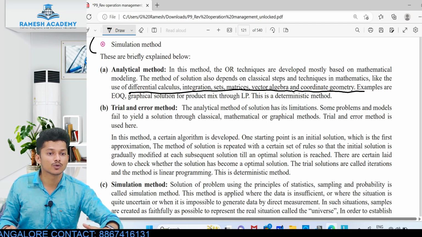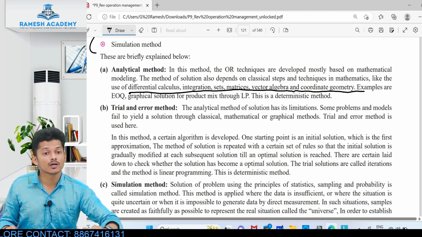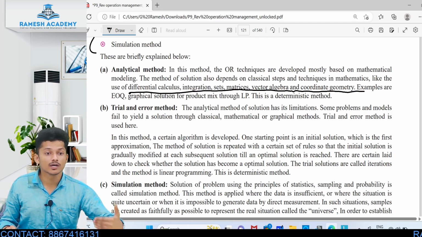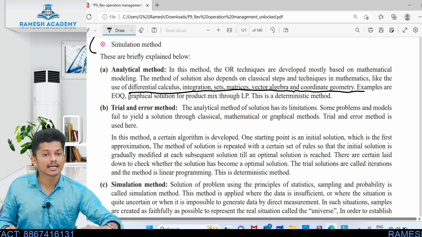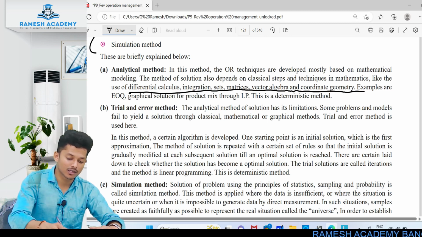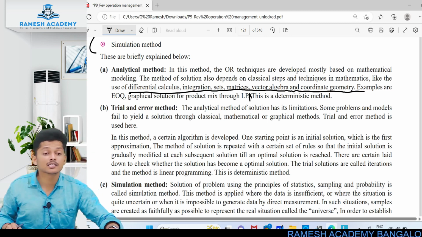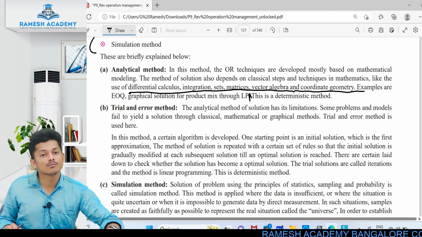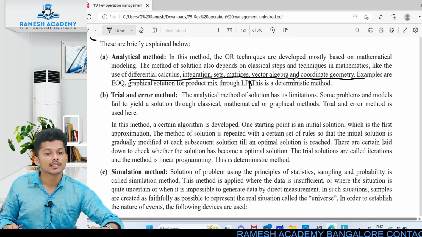Examples are EOQ, economic order quantity. We have already solved so many questions on this. And graphical solution for product mix through LPP. It is not LP, LPP. And it is a deterministic model. Which is a deterministic model? Analytical method.